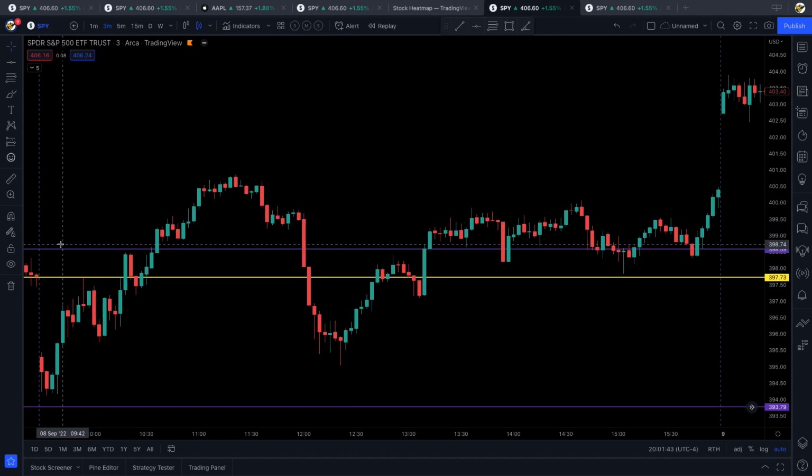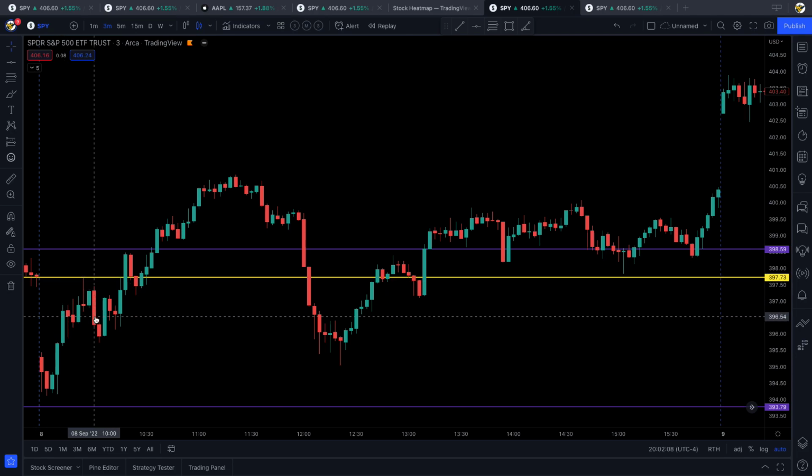So what I look to see is if it's going to open within that value area. If it opens within this purple line, there's a very high probability that it's going to hit the point of control. It'll come back to that point of control. On this day, it was almost a $4 move, because I think it started here and opened up here, to get to that point of control.